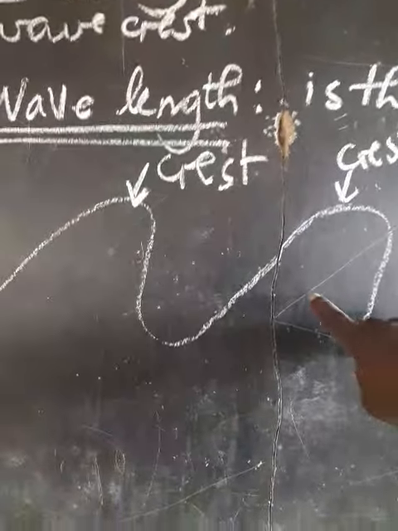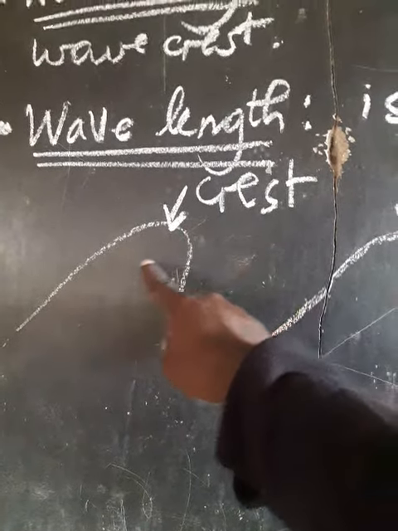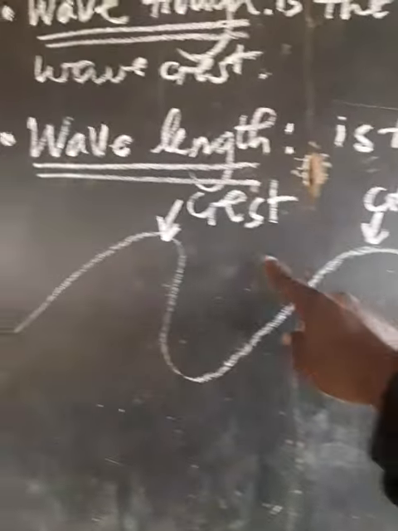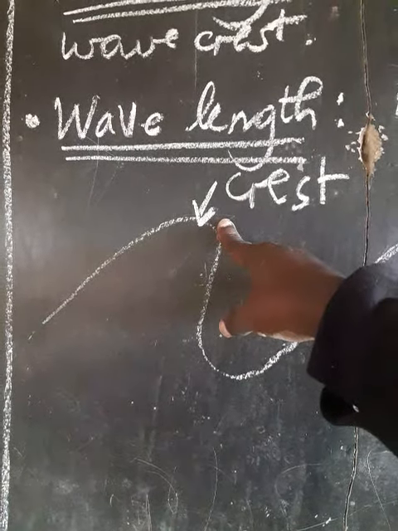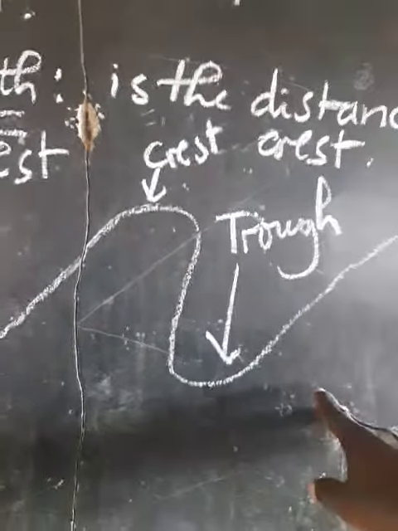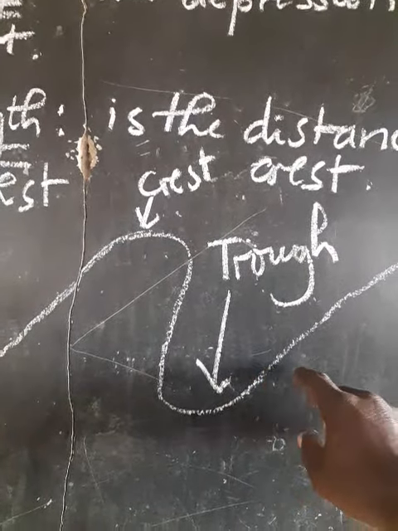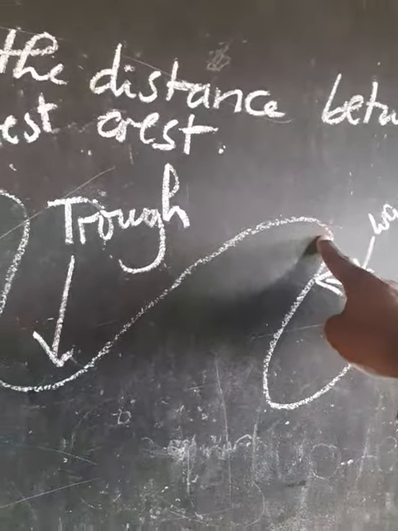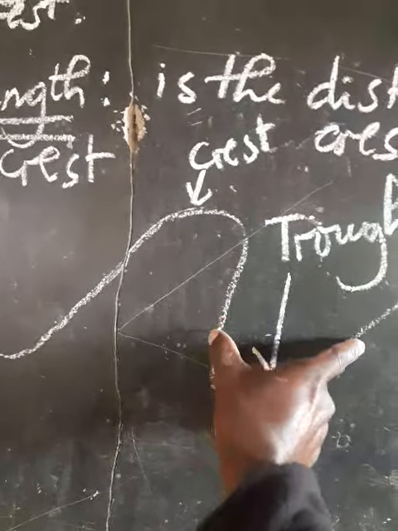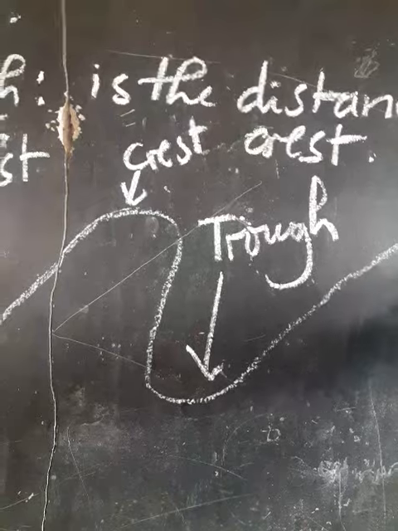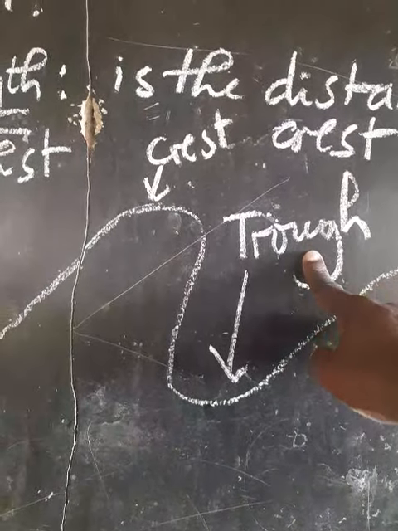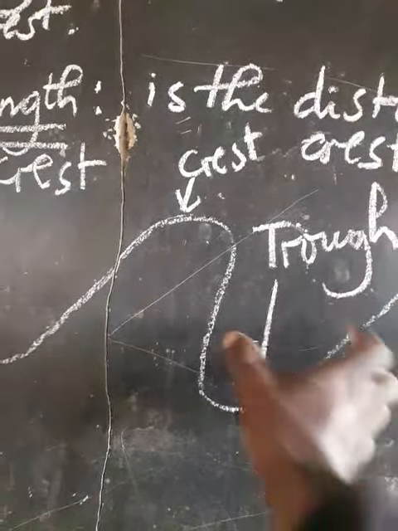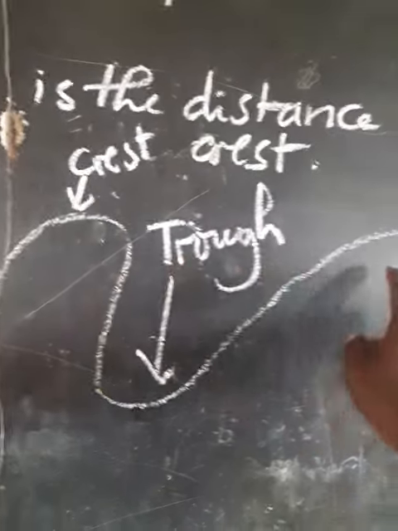So this is a wave crest, the highest part of a wave. This diagram is indicating a wave, and the highest part of a wave is referred to as a crest. And here, we are talking about the depression between two wave crests. This is a wave crest and this is another wave crest. The depression between this wave crest and this wave crest is referred to as a wave trough. So referring to the definition we gave above, a wave trough is the depression between two wave crests.